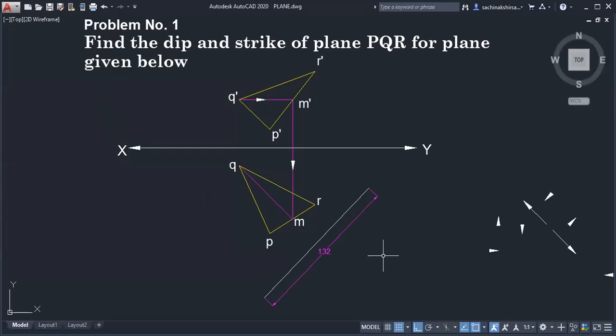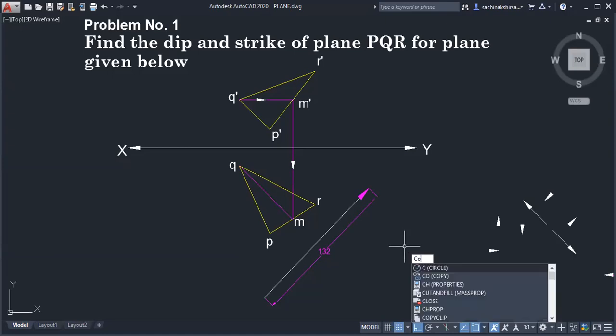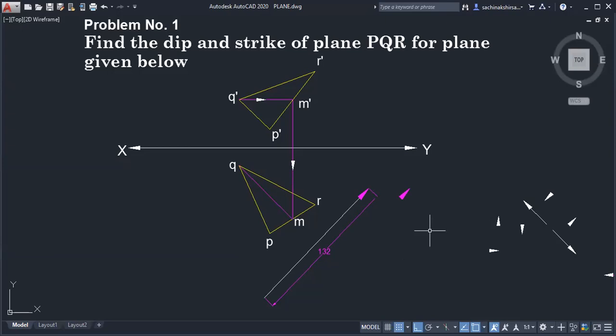So draw X1, Y1, and once you complete, let me know. Completed, sir. Okay, so give the name X1, Y1 to it.